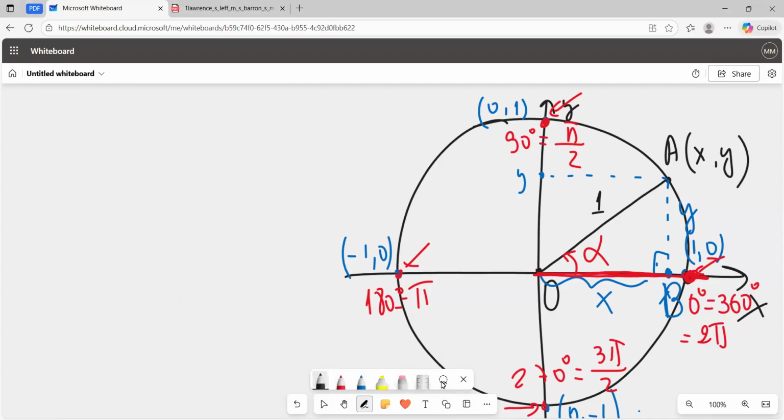Okay. We know that x and y coordinates of any point in the first quadrant both are with positive sign. In the second quadrant, x coordinate is negative, y coordinate is positive. In the third quadrant, both of them are negative, and in the fourth quadrant, x coordinate is positive, y coordinate is negative. Okay.